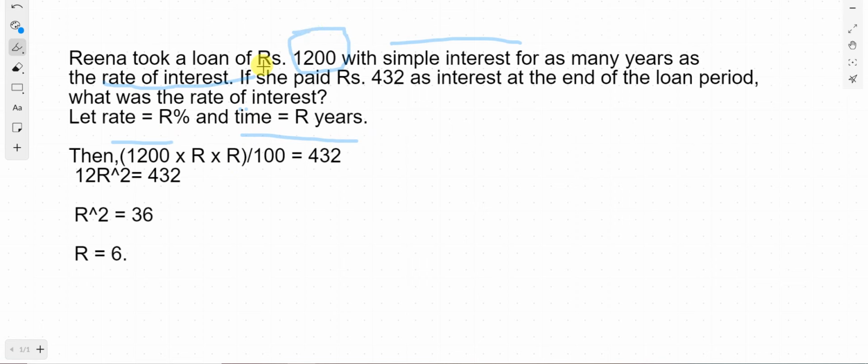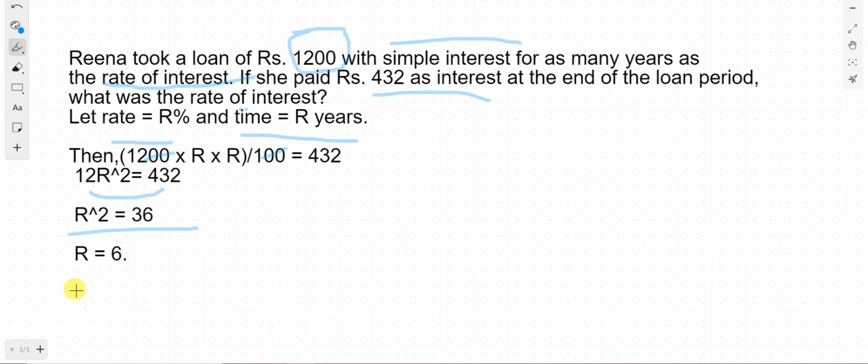We know the formula P into R into T divided by 100. So we will solve it as 1200 into R, and time is also R years here because it was given in the question already, for as many years as the rate of interest, divided by 100 equals 432, because 432 is the interest given in the question. So these zeros can be cancelled, so it will be 12 r square, which equals 432. When you move 12 to the other side in division, r square is equal to 36. So r is equal to 6.